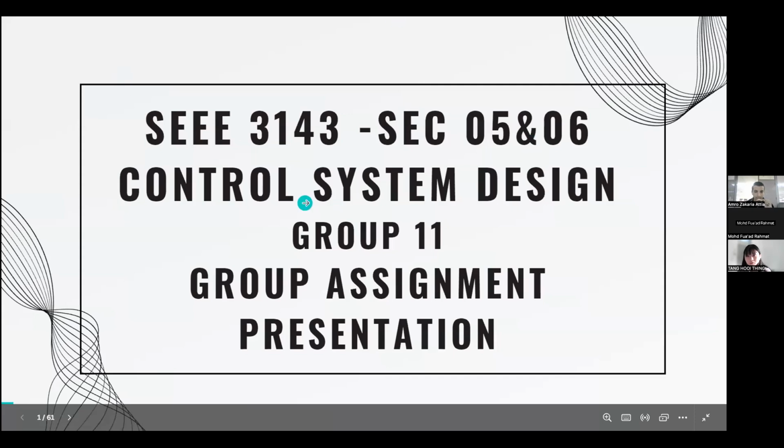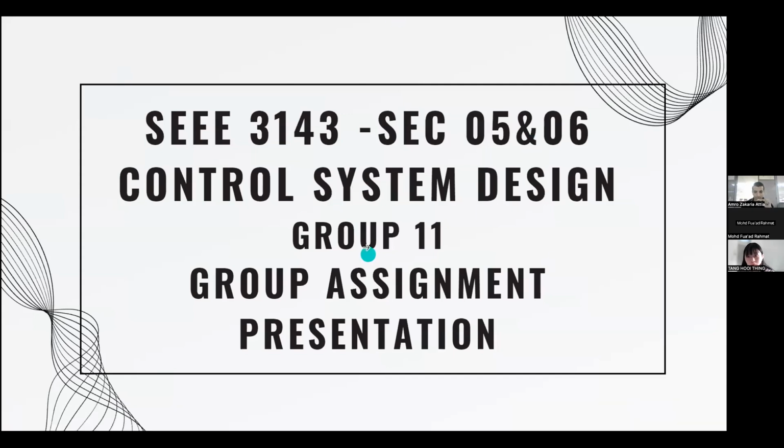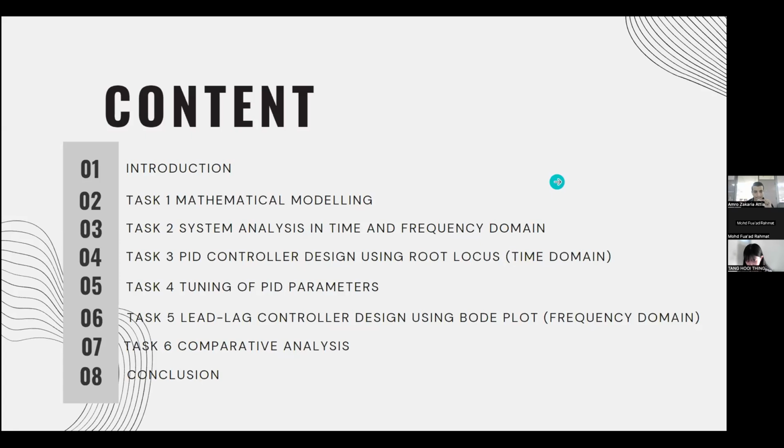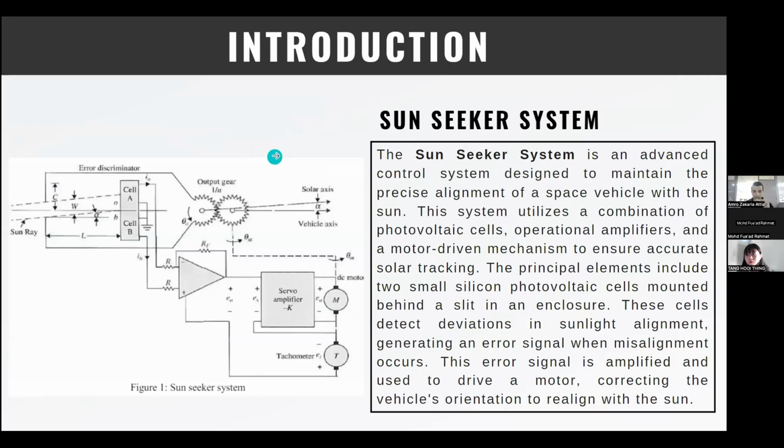Okay, good afternoon, Doctor. This is the Group 11 assignment. So these are the members of the team. Here's the content for the presentation today. And this is the diagram of the Sunseeker system.